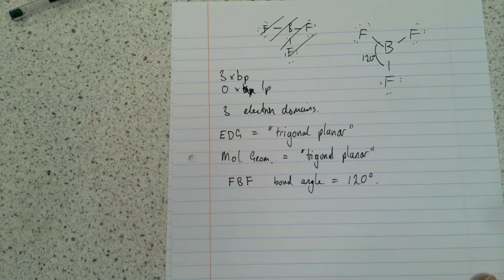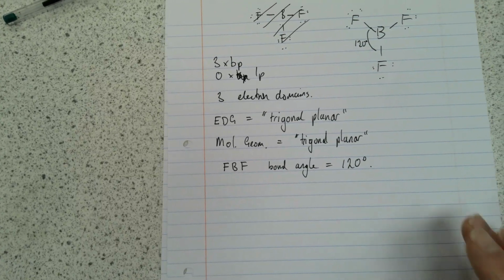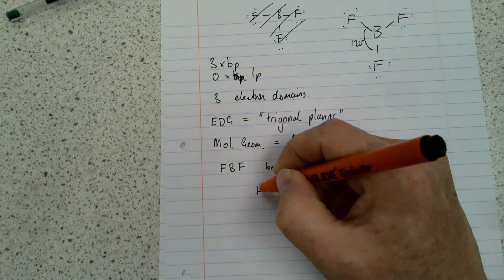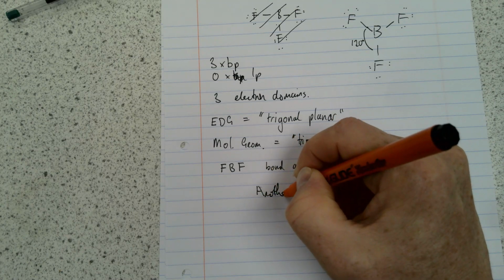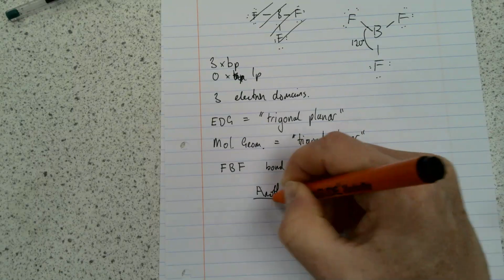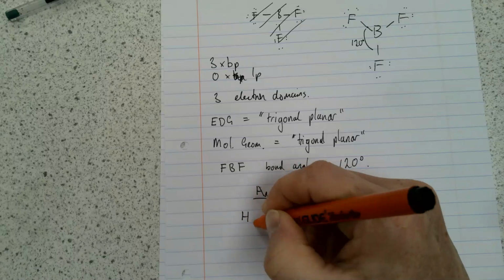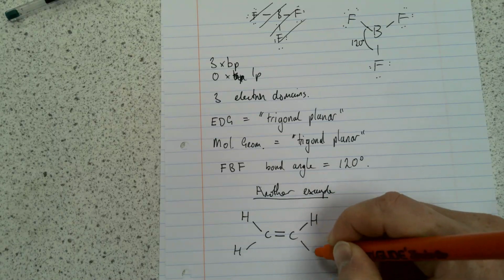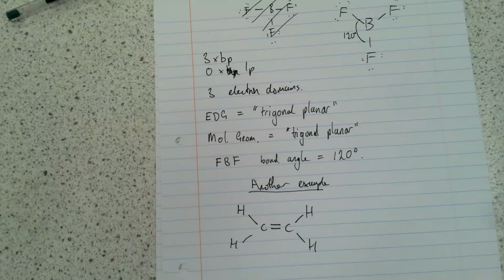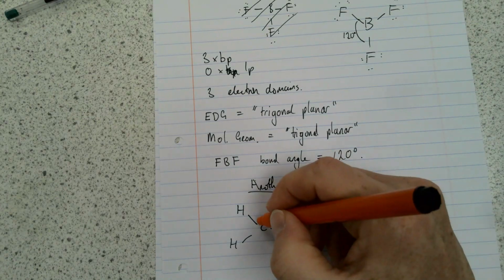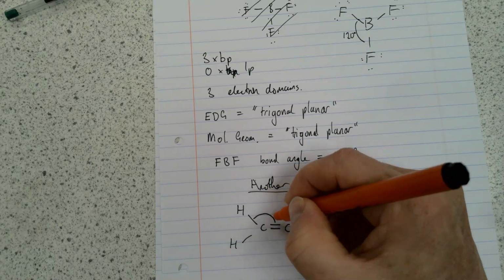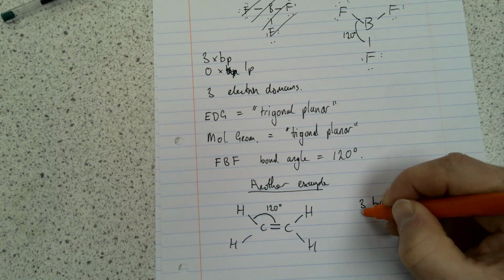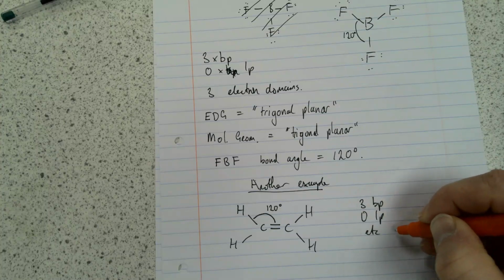Another example where trigonal planar comes up a lot is when we've got a carbon that's got a double bond. So for example, we've got ethene, which looks like that. You'll now know why when I draw ethene, I always draw it like this, with the correct shape there. That's exactly the same for the same reasons. We've got 3 bonding pairs, no lone pairs, etc., etc.